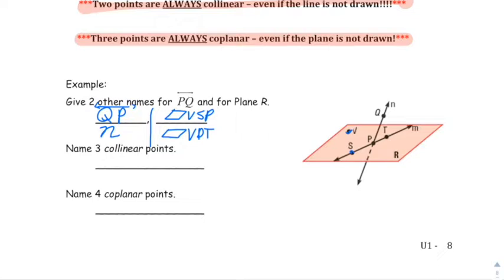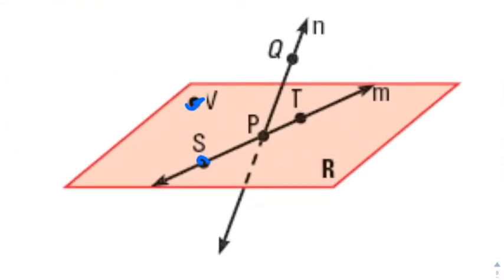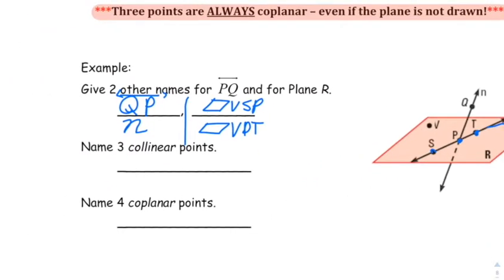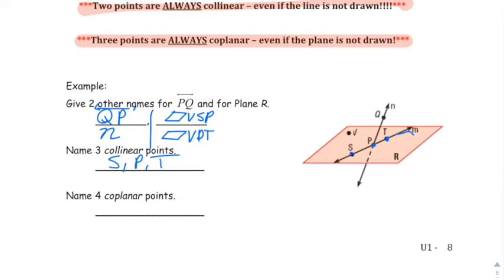Okay, name 3 collinear points. So we're looking for 3 points that are on the same line. So, for example, you can't say S, P, and Q because they're not on one drawn line. All right, but obviously S, P, T are. So we can just say S, P, and T. You don't need to do anything special there.